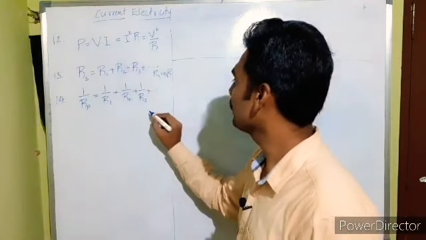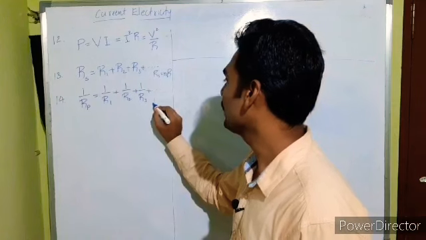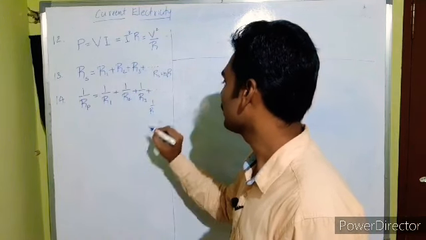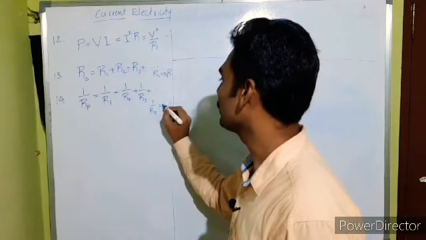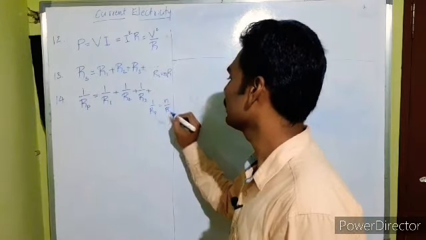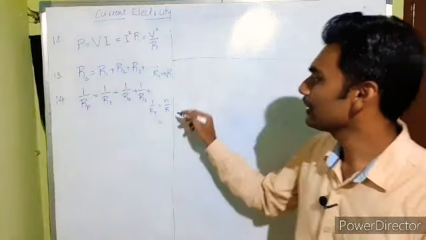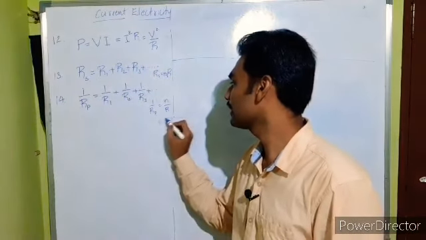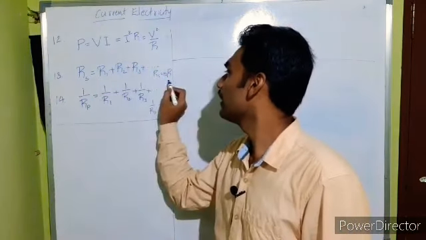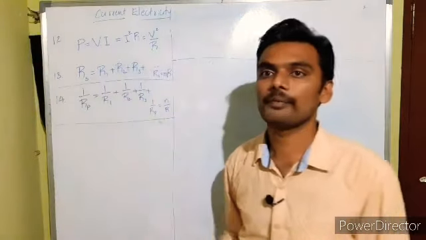And for this, when you have n equal resistors connected in parallel, 1 by Rp becomes equal to n by R, or Rp is equal to R by n. Okay, so this is for n equal resistors connected in parallel and in series.